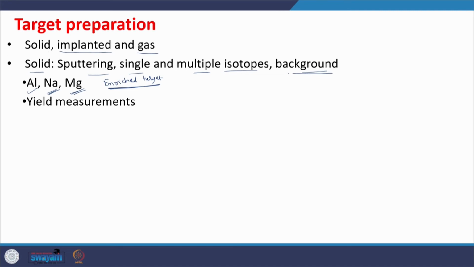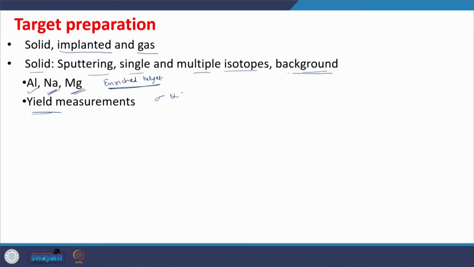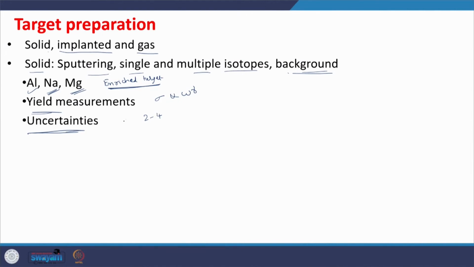All right. And at the end of the day, what we normally measure is the yield of the reaction, and from that we measure the cross section and also the strength of the resonances, of course, if the nuclear reaction is of the resonant type. All right. And uncertainty is one of the important parameters. For the same reaction, different research groups report cross sections, and many times they differ by a factor of 2 to 4.